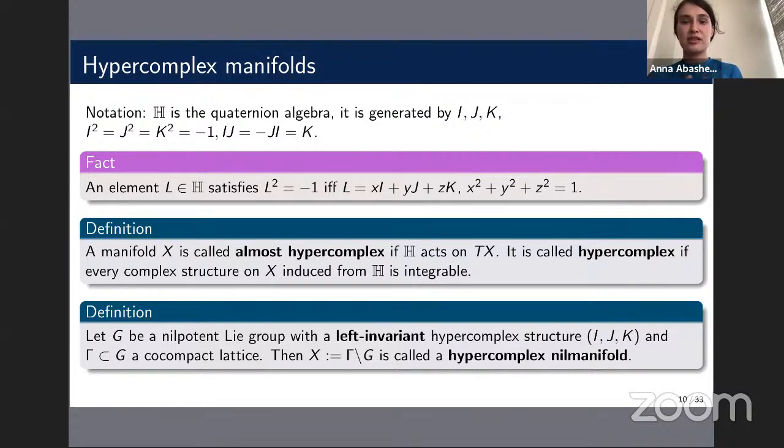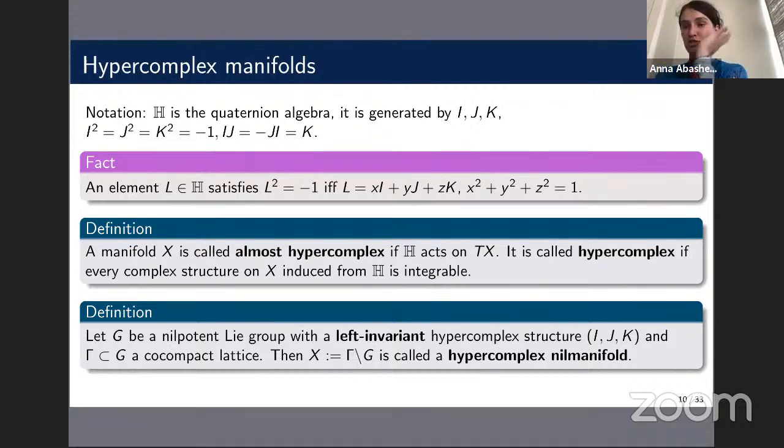There is a simple algebraic fact that it is trivial to check, that a quaternion, an element of the algebra of quaternions, is a complex structure, that is to say that its square is -1, if and only if it is a linear combination of I, J, K with coefficients, say, x, y, z, and x squared plus y squared plus z squared equals 1. Therefore, there exists a whole two-sphere of complex structures in the algebra of quaternions.